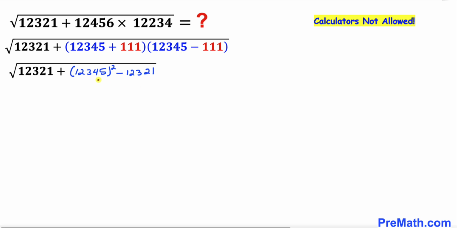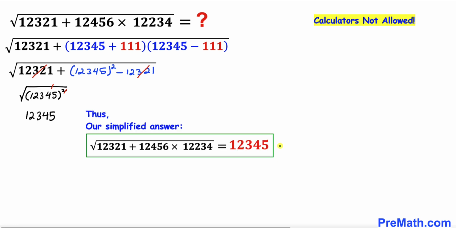And now we can see these positive and negative, they cancel each other out, so we simply ended up with the square root of 12,345 whole square. And now we can see this square and square root, they undo each other, so we simply ended up with 12,345. So thus our simplified answer turns out to be 12,345.